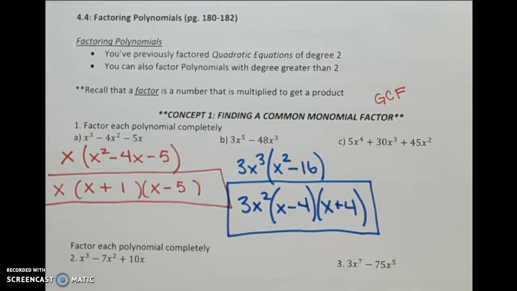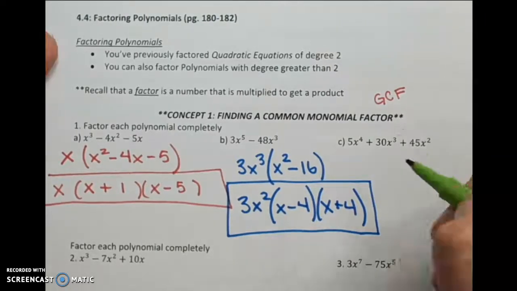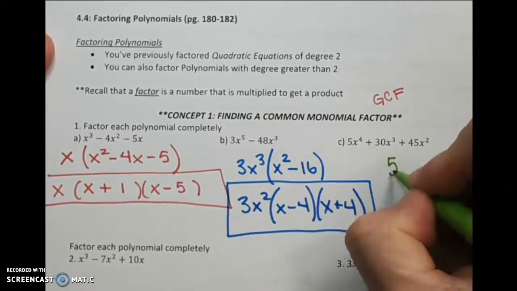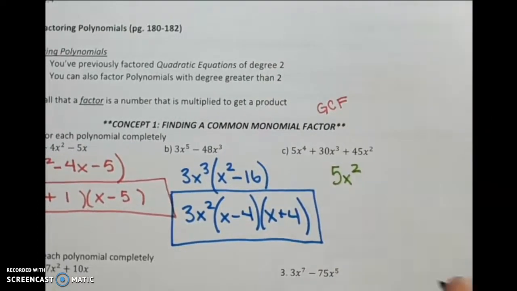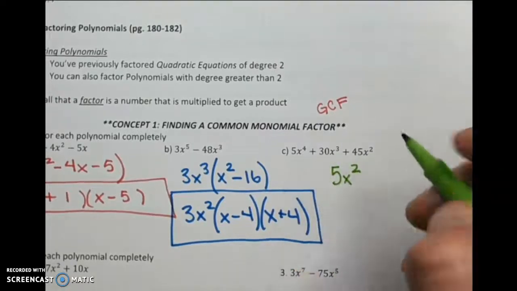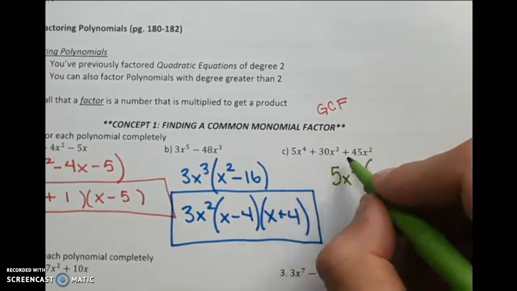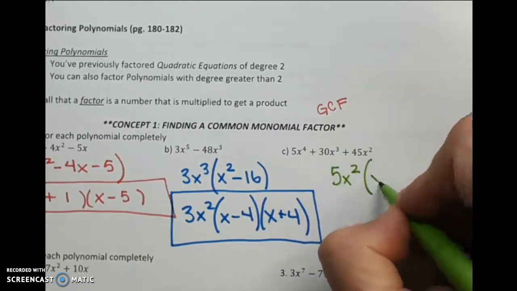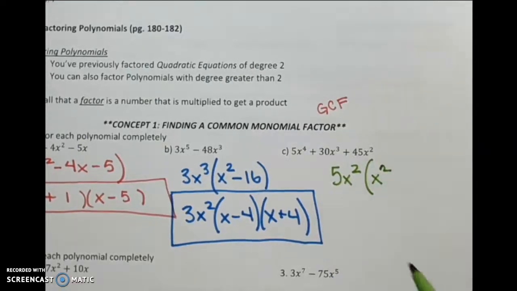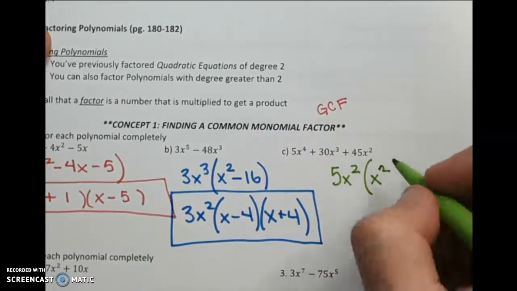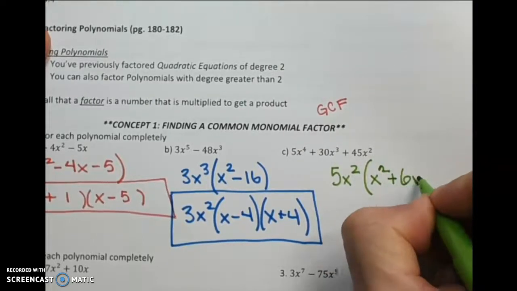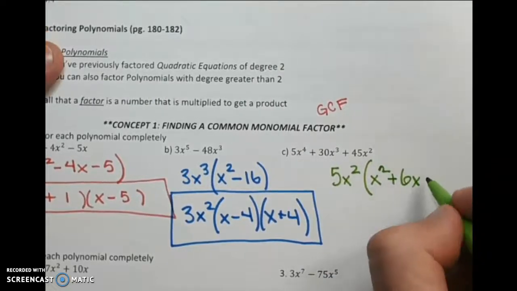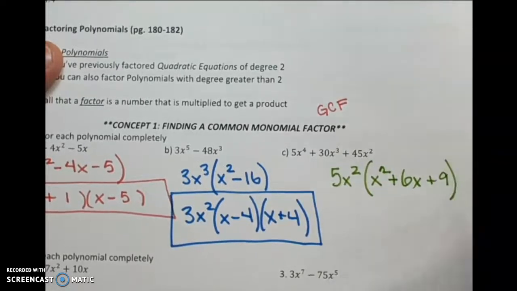Alright, next one. I have 5x to the 4th power plus 30x cubed plus 45x squared. Well, I definitely have an x squared in common and a 5. So 5x squared. Alright, I always need to take the smallest degree. And 5 goes into 30 and 45. So 5x squared times what gives me 5x to the 4th power, x squared. 5x squared times what gives me 30x cubed, 6x. 5x squared times what gives me 45x squared, 9.